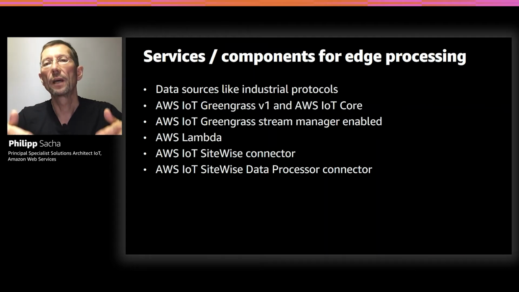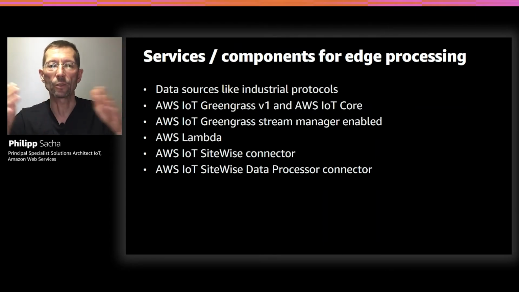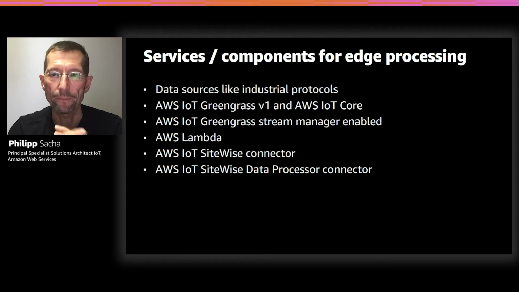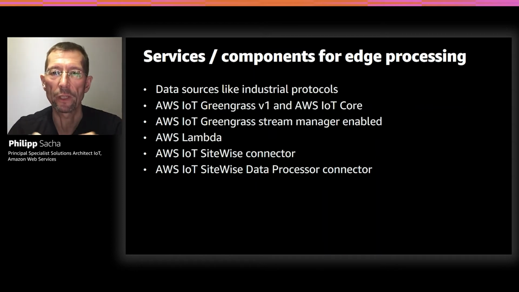And of course, AWS IoT Core is also involved in the setup because Greengrass is connected to AWS IoT Core to send data to the core or also to get deployment information for your Greengrass setup. Then you need to have AWS IoT Greengrass Stream Manager enabled for your Greengrass setup because that Stream Manager will be used by several gateway components. Then you might also bring your own Lambda functions to interact with these streams.